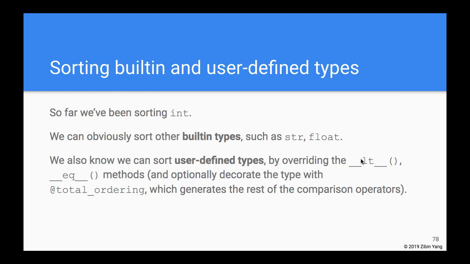And also, once we define these two methods, we really can derive the rest of the comparison operators. We can either write those explicitly, or we can optionally just decorate the type with the total ordering decorator, which would generate those comparison operators automatically for us. So that's all good. That's what we knew from before.